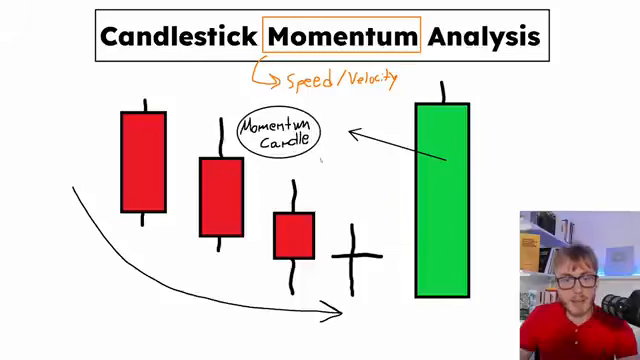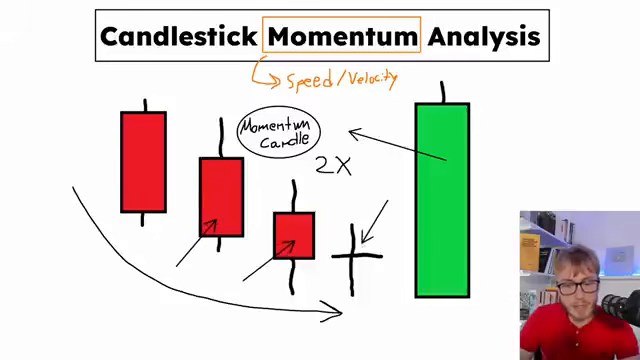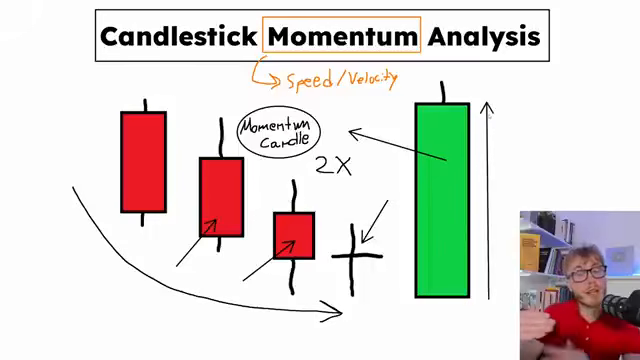And what is a momentum candle? Well, different traders have some different definitions when it comes to momentum candles, but I like to define momentum candles as a candlestick that is at least 2 times larger compared to the previous candles. So for example, if we look at these 3 previous candles right here, we can see that the real body of the green candle right here is more than twice the size of the previous candles.